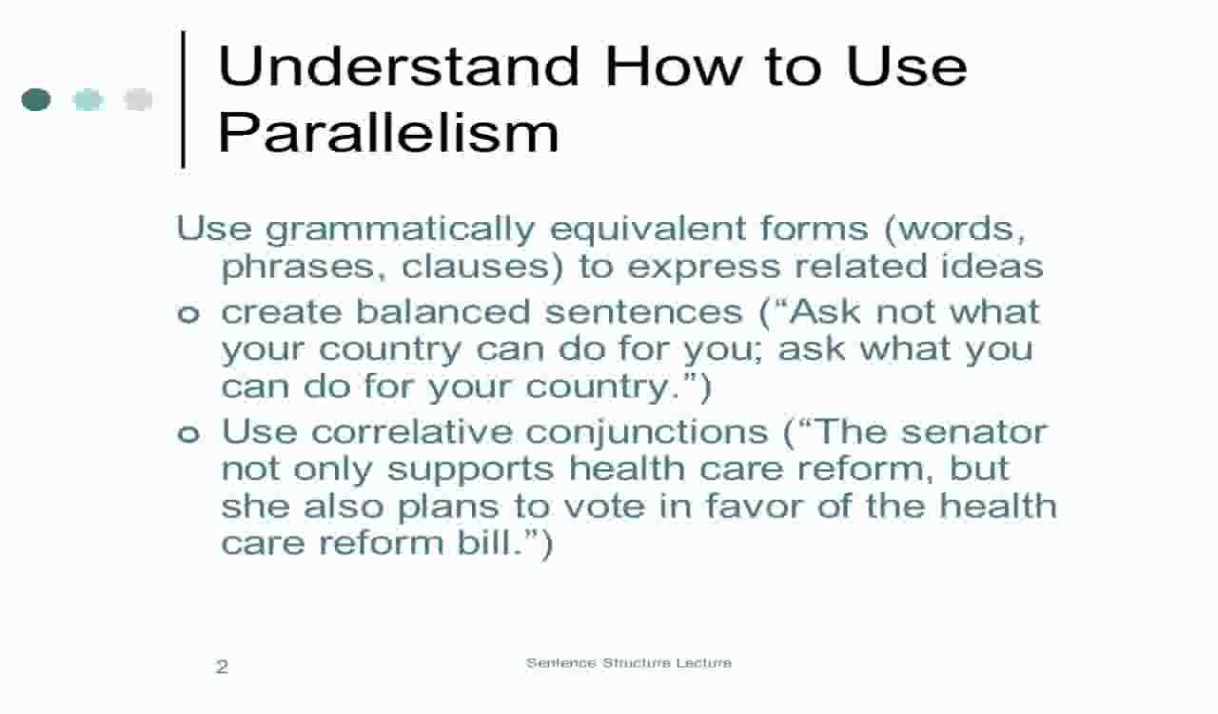Correlative conjunctions also create parallel structures. Correlative conjunctions are listed on page 400 of your text. One example of combining sentences using a correlative conjunction is the following sentence. The senator not only supports health care reform, but also plans to vote in favor of the health care reform bill. Not only, but also is one example of a correlative conjunction.